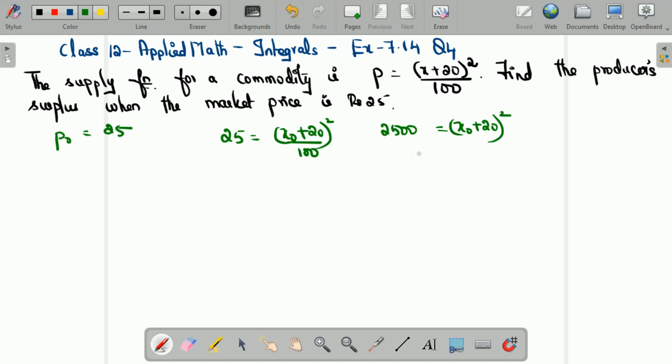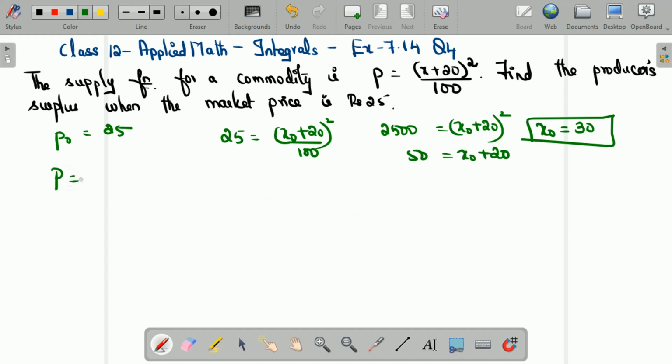If you take root on both sides, 2500's root is 50. So 50 is equal to x naught plus 20. So that tells us x naught is equal to 30. Now that we got the value of x naught, let's compute or write out the P function.